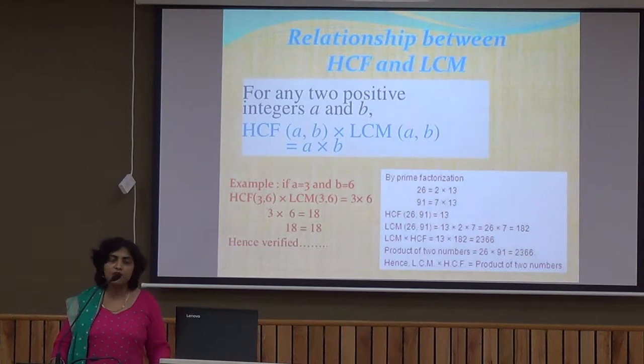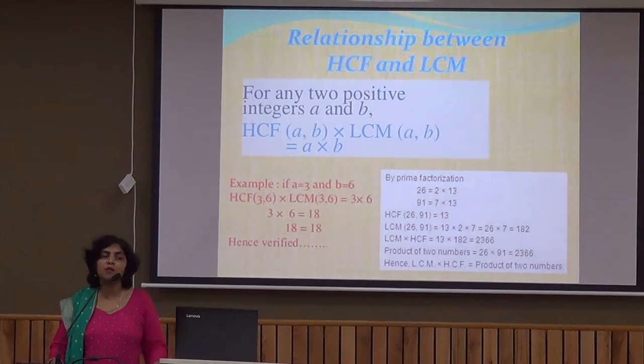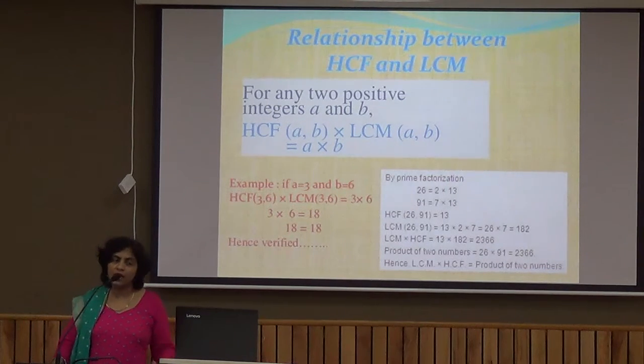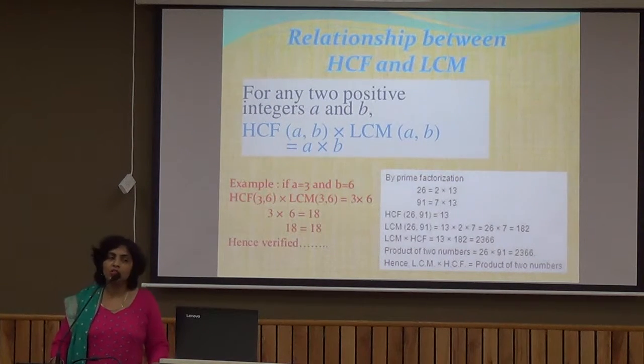Now there is a relationship between the HCF and LCM of two numbers, and it says that the product of the two numbers is equal to the product of their HCF and LCM. So if we take two numbers A and B, HCF of A and B into LCM of A and B is equal to the product of A and B. We see an example: 26 is 2 into 13 and 91 is 7 into 13. Its HCF is 13 and LCM is 182.